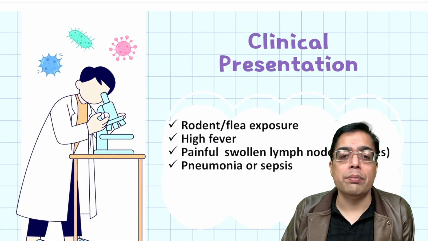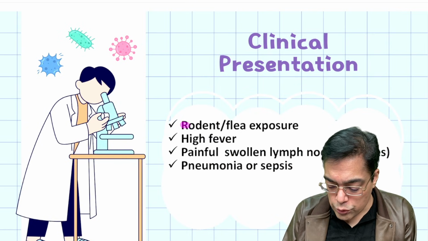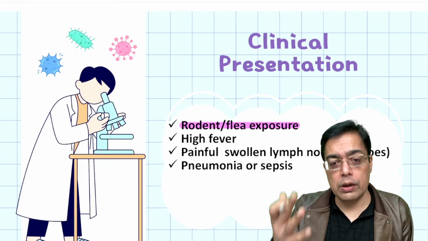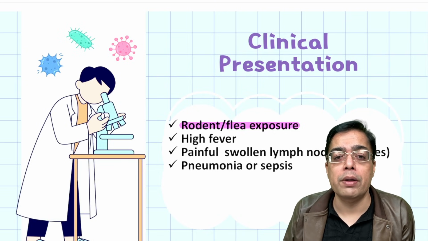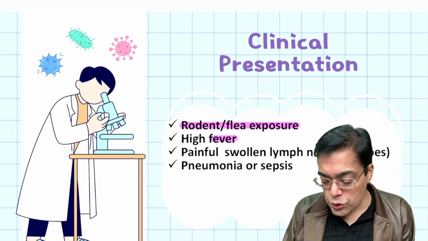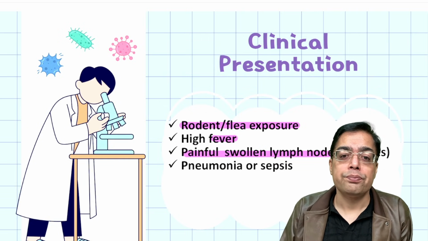Now, making a mention of something which is going to be seen because of exposure to rats or rodents, or because of the presence of fleas. Something which caused a lot of trouble. If you are a Gujarati, you understand that Surat trouble, which happened many, many years back. Patients were having the presence of high-grade fever. They were having the presence of painful swollen lymph nodes, and that is what is going to be given the name of buboes, right?